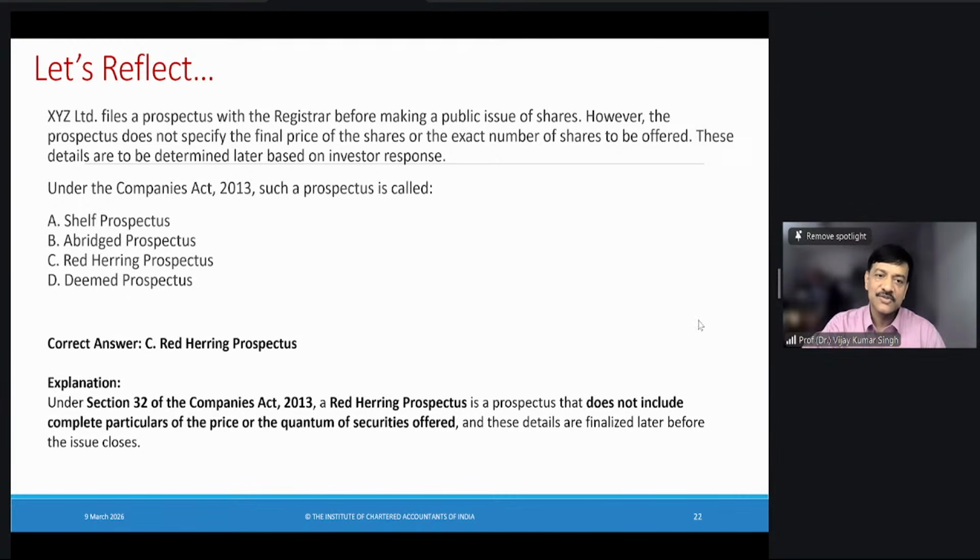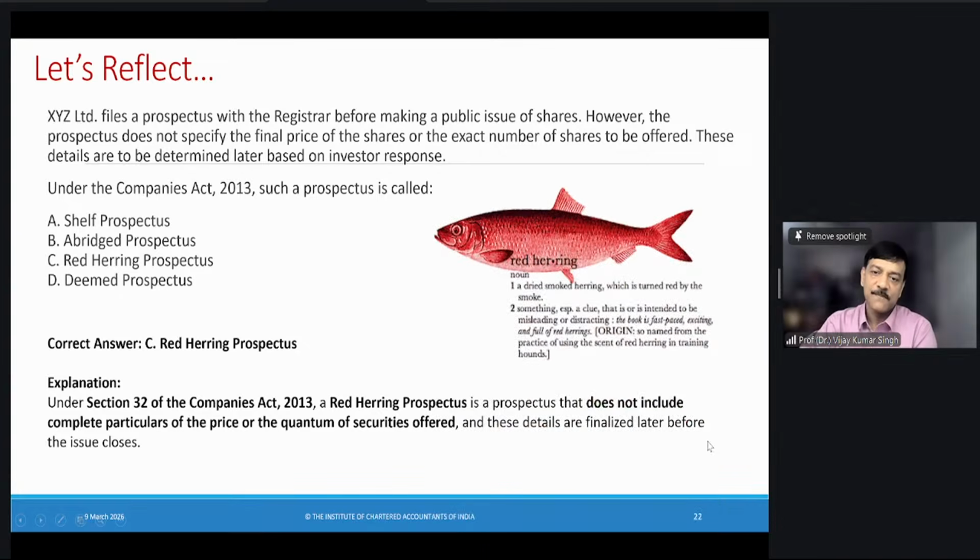But, Sadia, you are correct. The major thing it comes from is the red color. Basically, the red herring is a fish. It looks like this. It is a dried smoked herring which is turned red by smoke. So this is a red herring. However, it is basically not from the idea of a fish, but from the idea of highlighting something or giving people a cue that everything is not provided here. You have to be watchful while investing in this particular instrument.